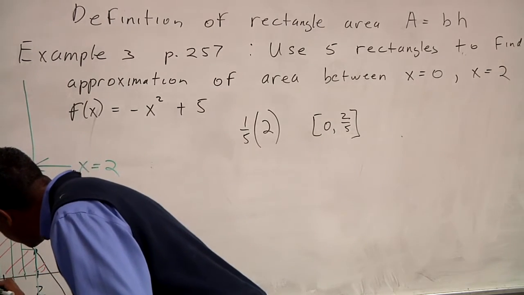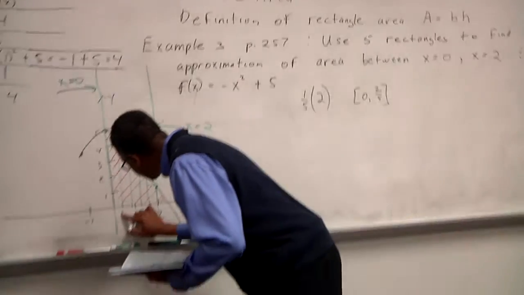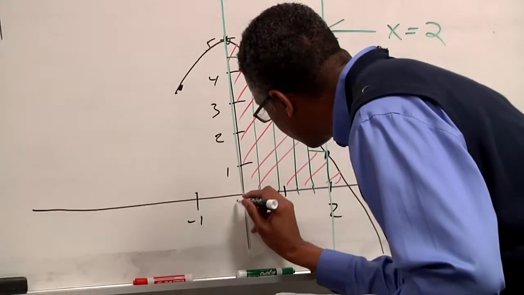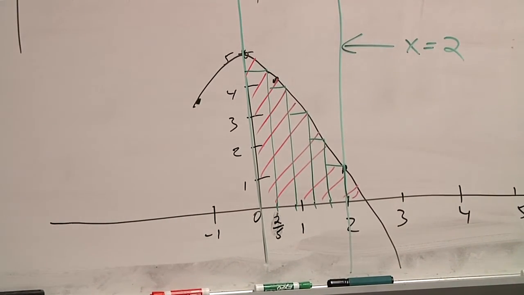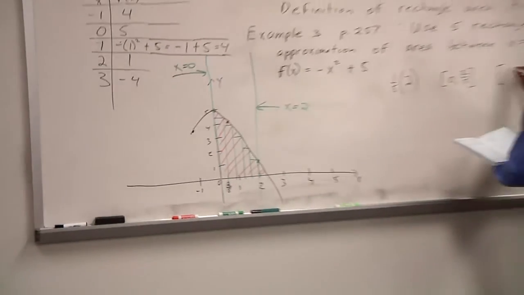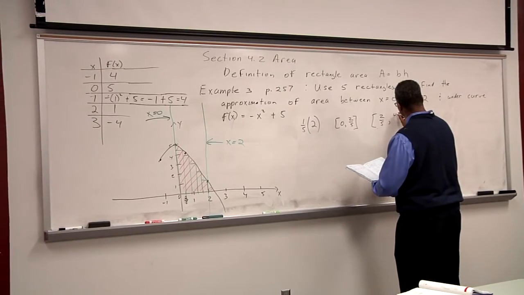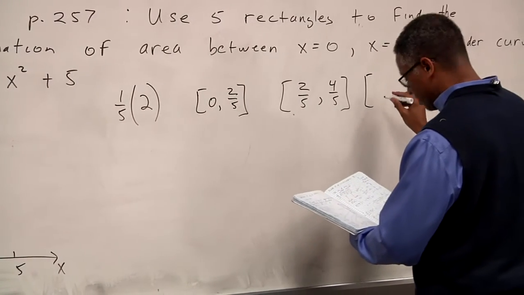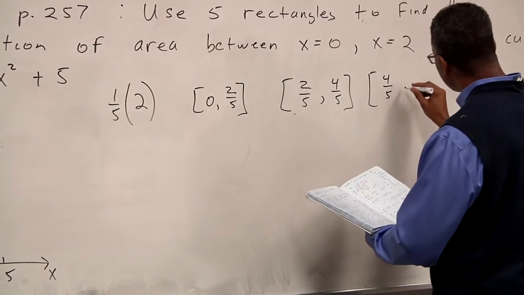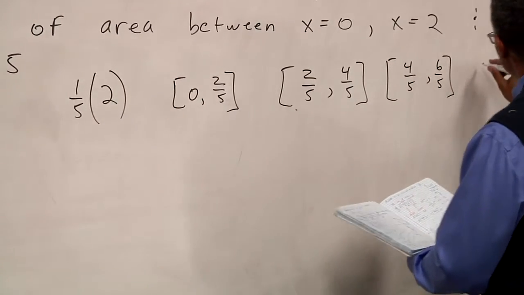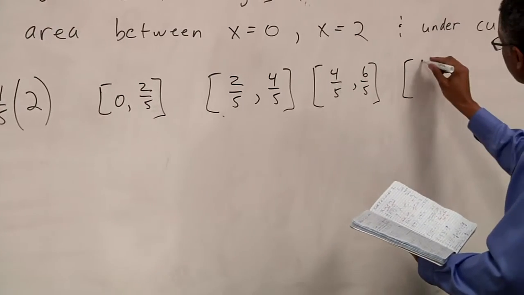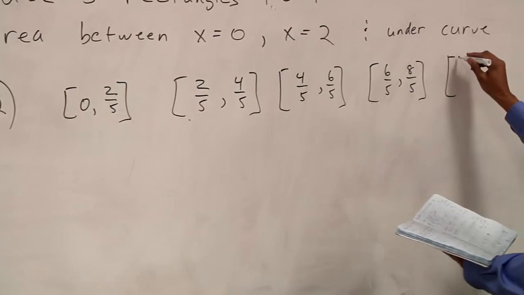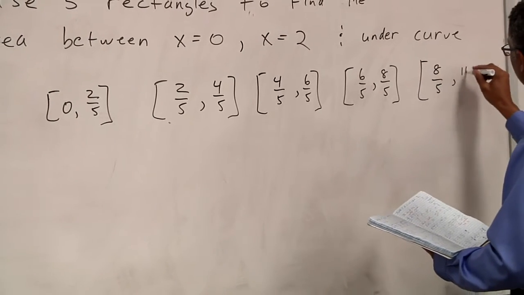So this is 2/5. I know it's kind of hard to see, so I'll try to write it a little bit clearer. That's 2/5, and of course, that's 0. The next interval is from 2/5 to 4/5. The next interval is from 4/5 to 6/5. The next interval is from 6/5 to 8/5. The next interval is from 8/5 to 10/5.